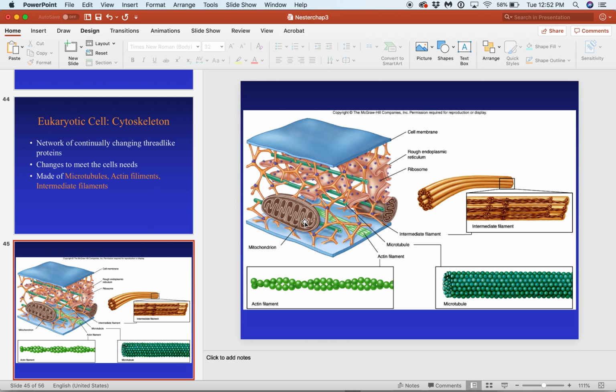I liken them to those K'NEX toys, where you can build a dinosaur or a truck or the Eiffel Tower or a Ferris wheel out of it. And then, after you build it, you can take it all apart and rebuild it again. So kind of the same concept.